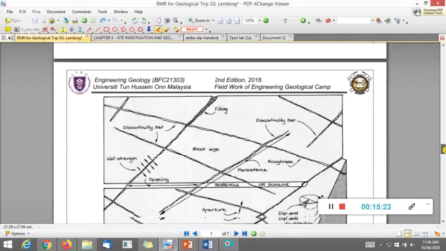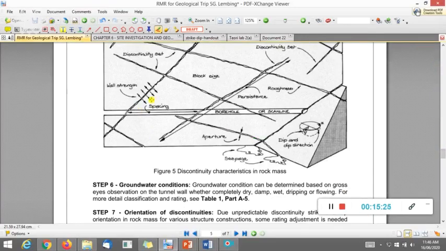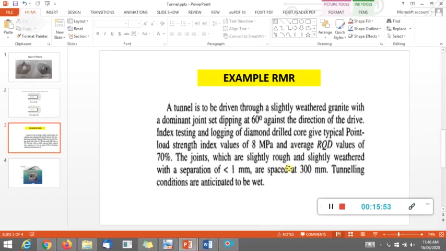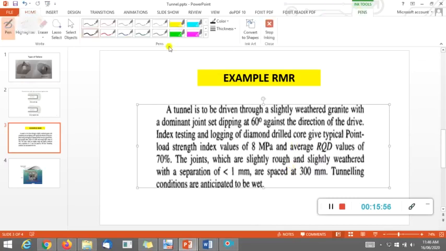Here, for example, this is discontinuity number 1, for example this is joint number 1 or this is joint number 2. So you just measure the spacing. Basically you need to measure the average spacing of discontinuities along the scan line. So in this example, the spacing is about 300 mm, for example.